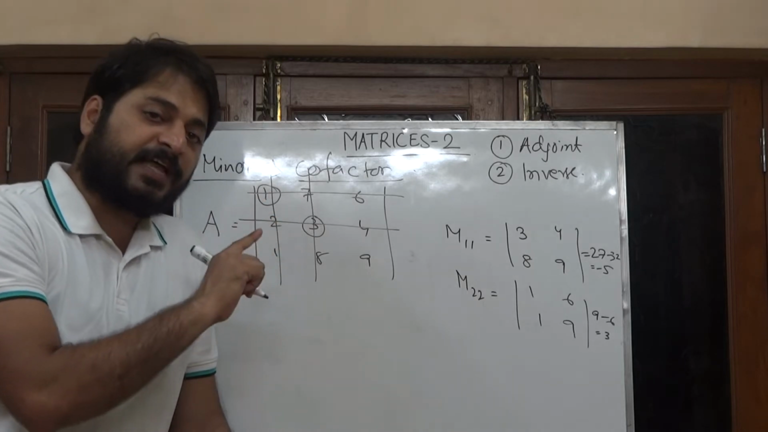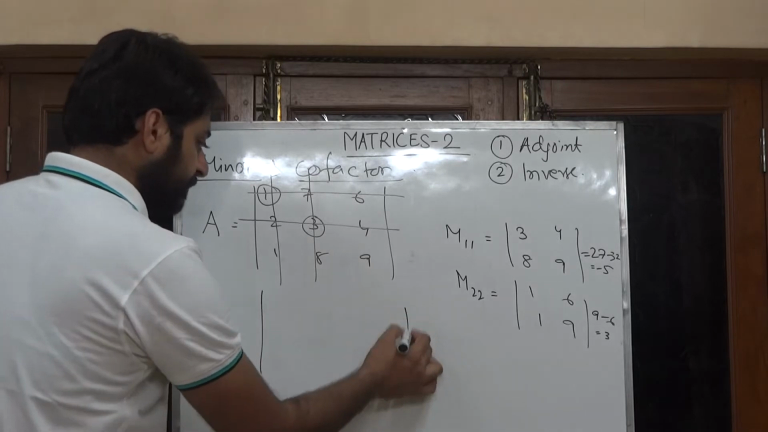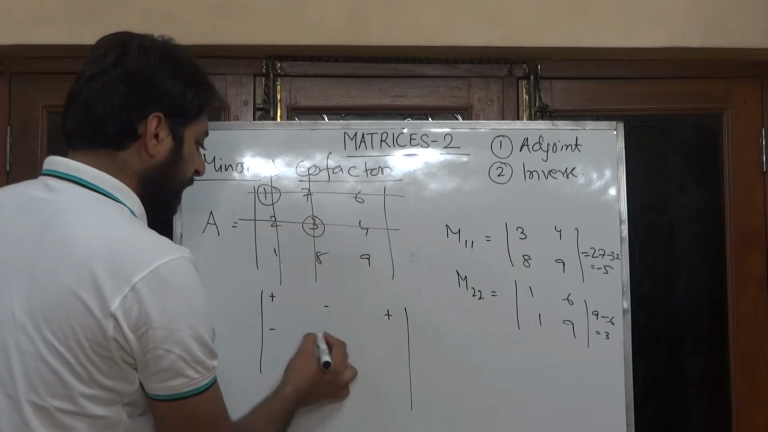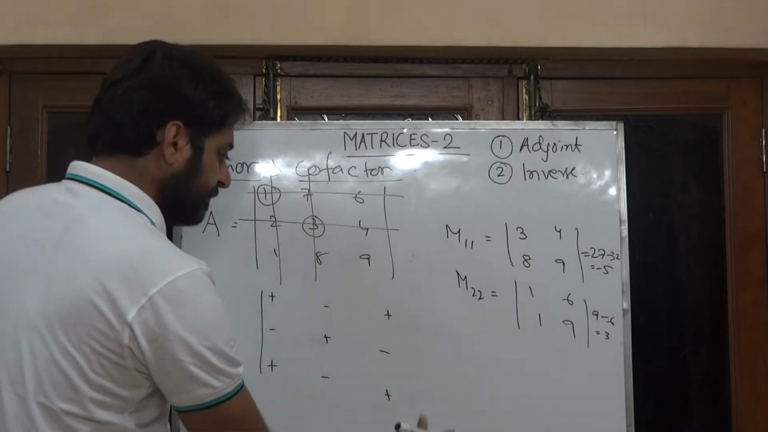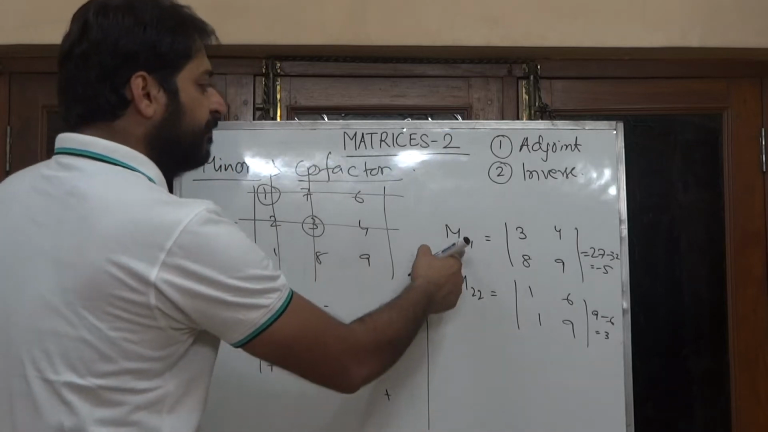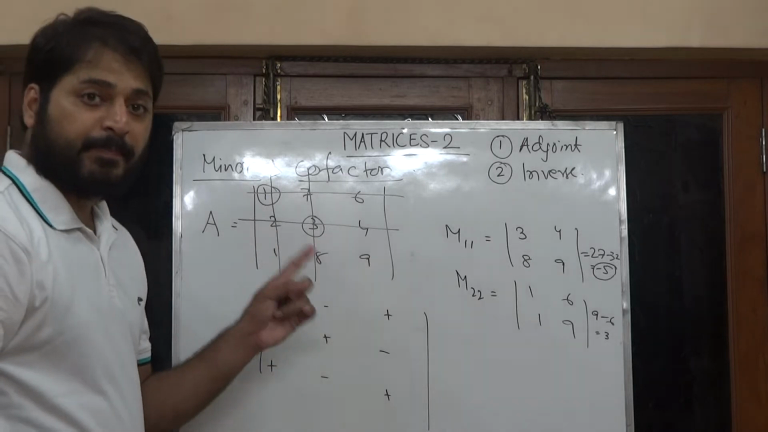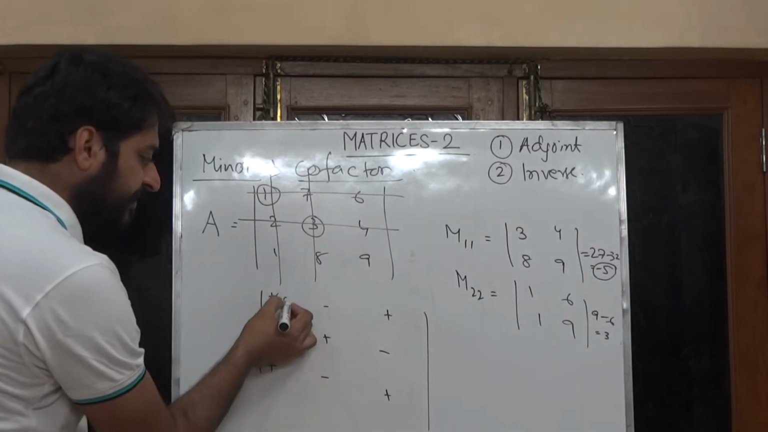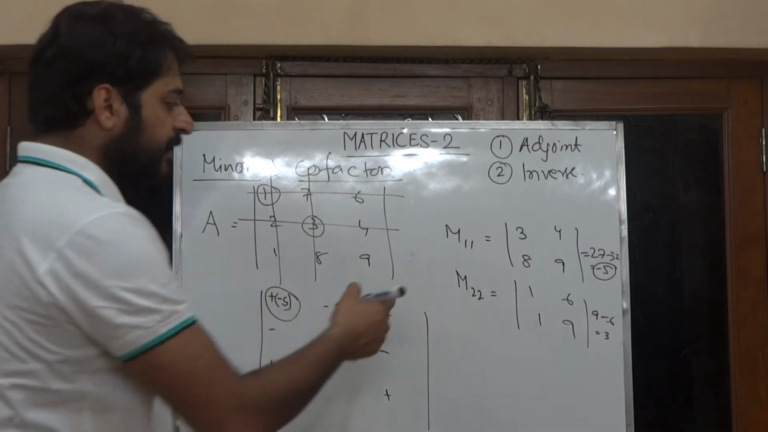Minor with signs is known as the cofactor. Suppose the signs are plus, minus, plus, minus, plus, minus, plus, minus, plus. So it is M11. Only minus 5 is the minor. But if I put it along with this plus sign, this complete quantity is known as the cofactor now.